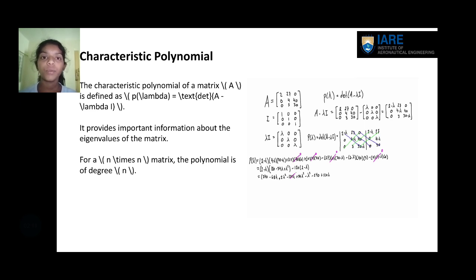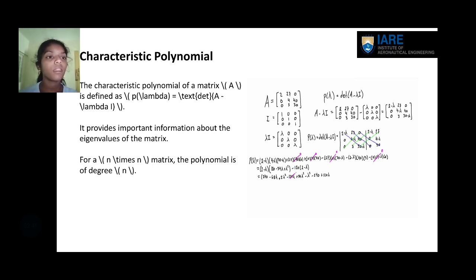This characteristic equation defines the importance of eigenvalues of the matrix and also gives information about the eigenvalues. For an n by n matrix, the degree of the polynomial is n. Here we can see a matrix A equals 2, 2, 7, 0, 0, 4, 4, 0, 3, 3, 0. And our unit matrix I is 1, 0, 0, 0, 1, 0, 0, 0, 1. And lambda I equals lambda, 0, 0, 0, lambda, 0, 0, 0, lambda.